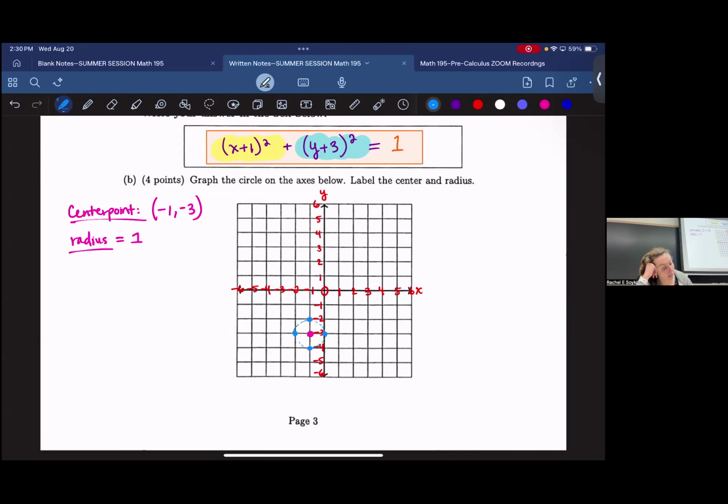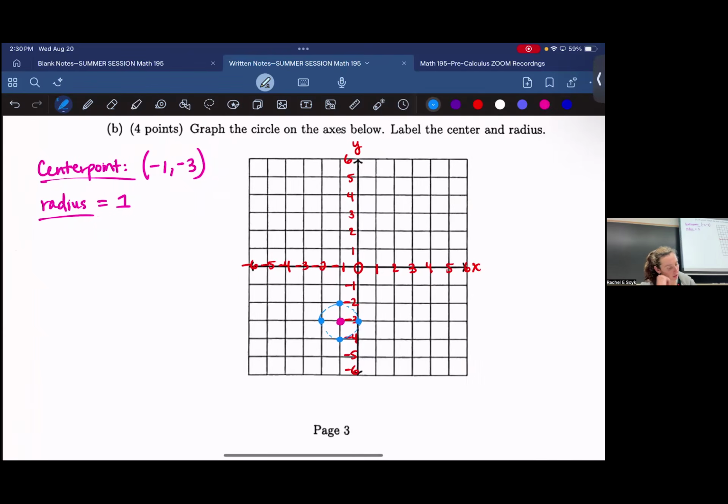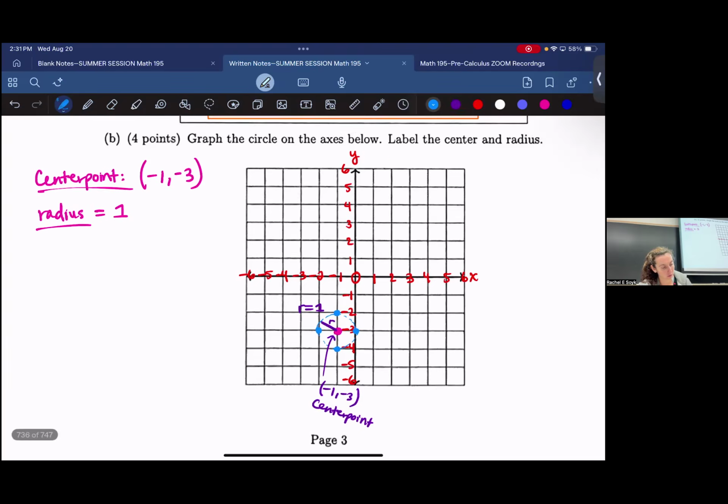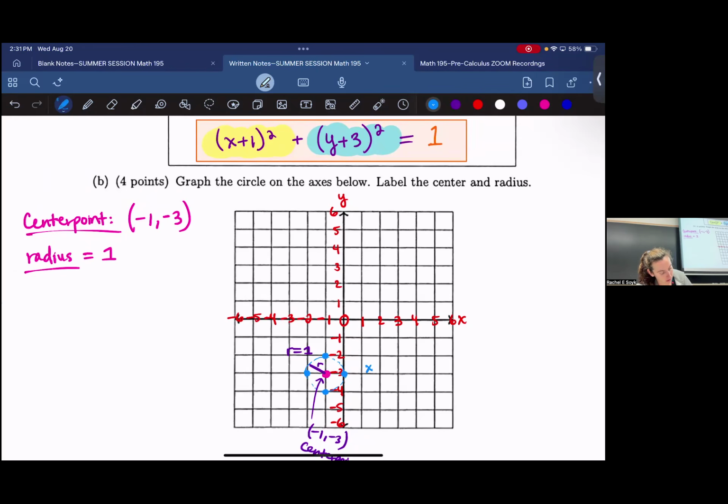We're asked to label the center and the radius. So let's draw a little arrow to label that center point. And then I'm going to put R for my radius, so radius is equal to 1. And then we don't want to forget to write the equation of the circle. So x plus 1 squared plus y plus 3 squared is equal to 1. And then we're done.